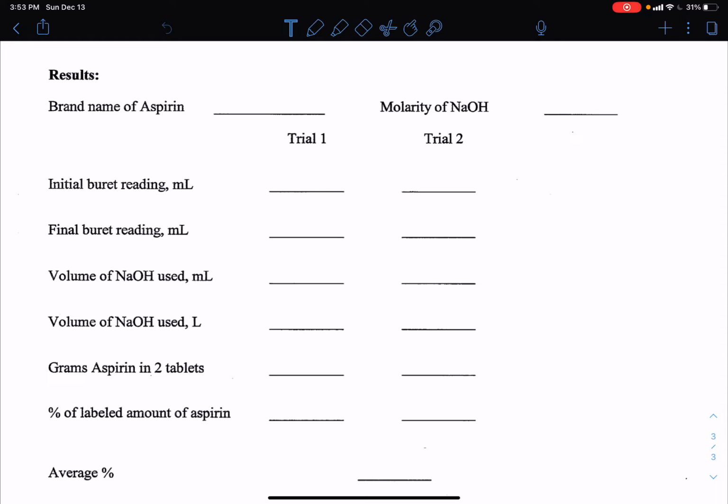So here we go. You're working this lab, and the first thing it asks you is the brand name of the aspirin. Sometimes that will be on the bottle and sometimes it won't. So if you see a bottle of Bayer aspirin there, go ahead and write Bayer there. Or if there's Kroger or whatever, go ahead and put that. If you don't see the brand name of the aspirin, don't worry about it. Just put a line there.